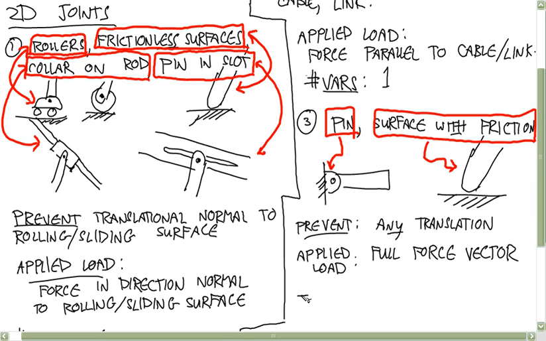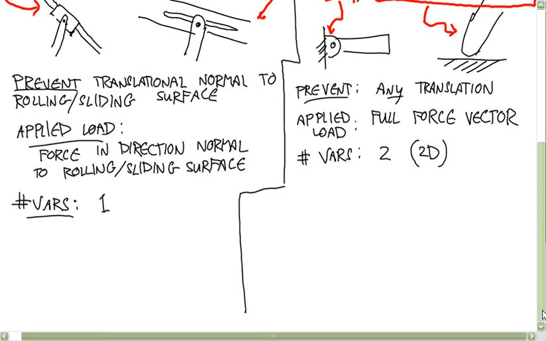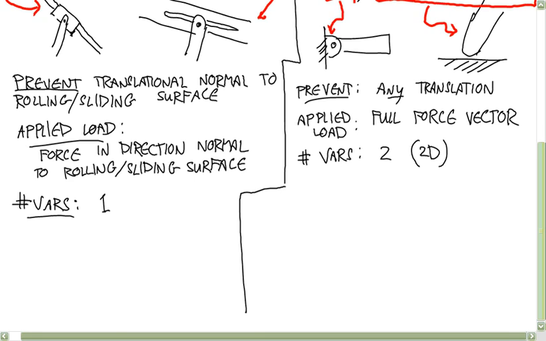And so therefore, how many variables do you need to represent that? Well, I'm doing all these as 2D joints, so just two in this case, because it's two dimensions. Okay, so now I'm not going to go through these. The textbook has these all in them.